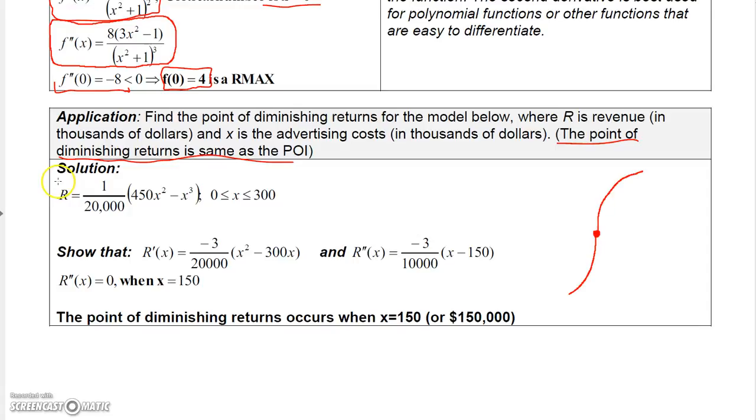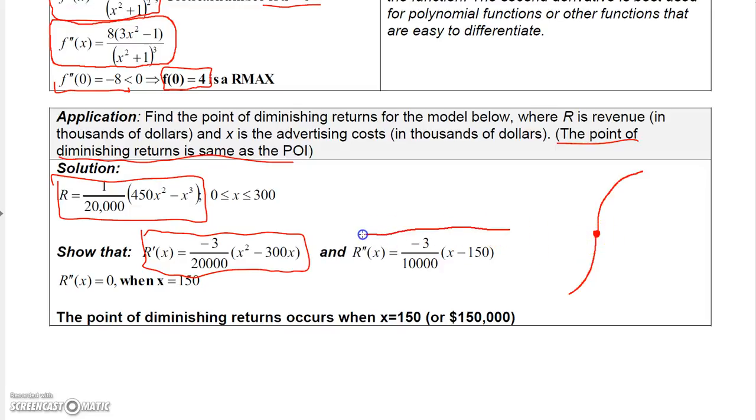So I've got a revenue function here, 1 over 20,000 times this polynomial. Okay, so I'll let you find the derivative. If you can differentiate this, I want you to find the derivative and show that the first derivative is -3 over 20,000 times x squared minus 300x. Well, remember, I'm looking for this point of diminishing returns, so I need the second derivative. So I'm going to find the second derivative here, and I get -3 over 10,000 times x minus 150.